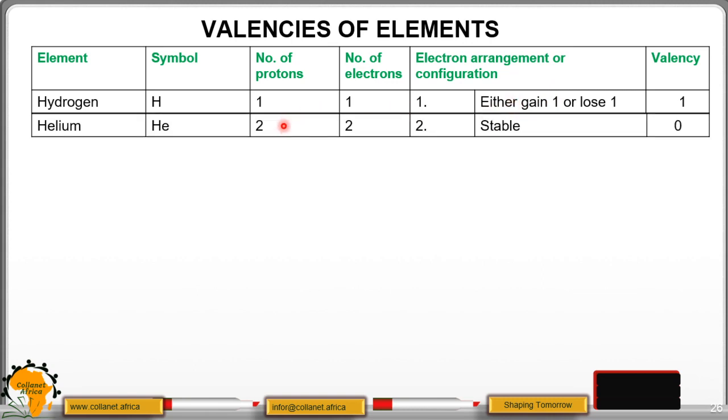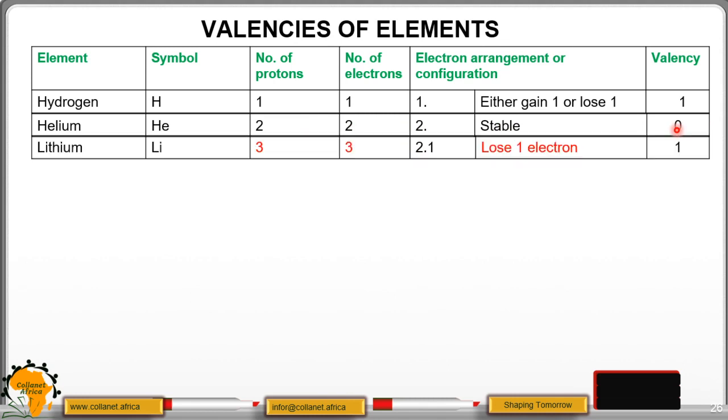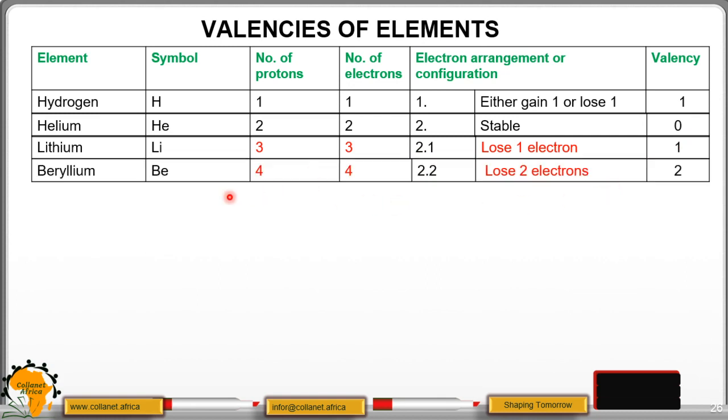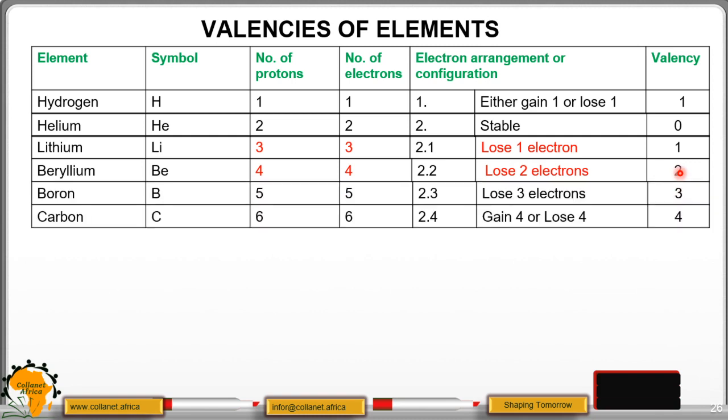Helium has 2 protons, 2 electrons, electronic configuration 2. It is stable, does not require anything. Lithium 3, electronic configuration 2 1, can lose 1 electron, therefore the valency is 1. Then beryllium is number 4, meaning the atomic number is 4, and therefore the number of protons 4. Then electronic configuration 2 2, lose 2 electrons, so to gain that structure, therefore beryllium has a valency of 2.